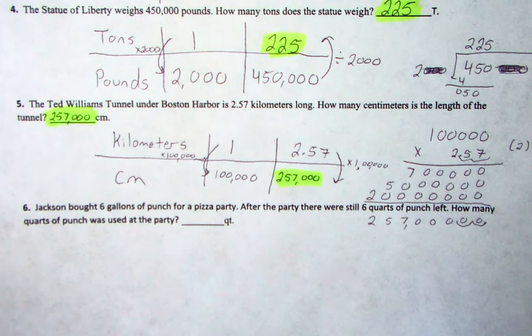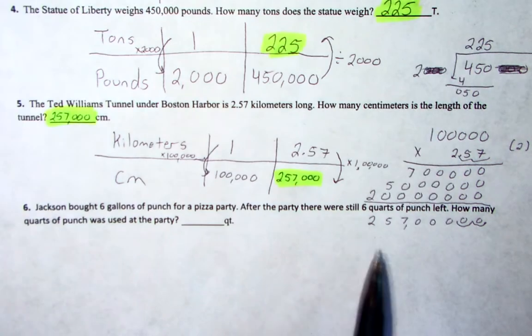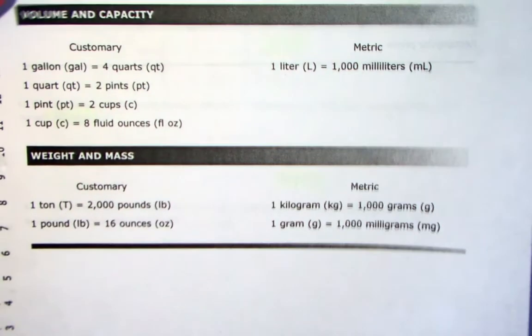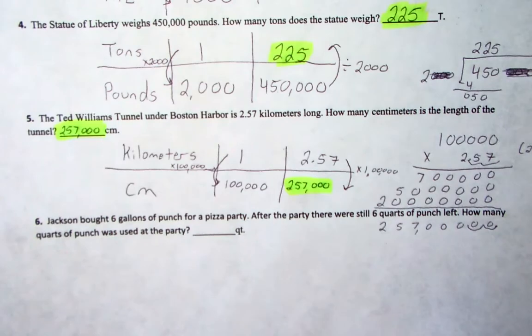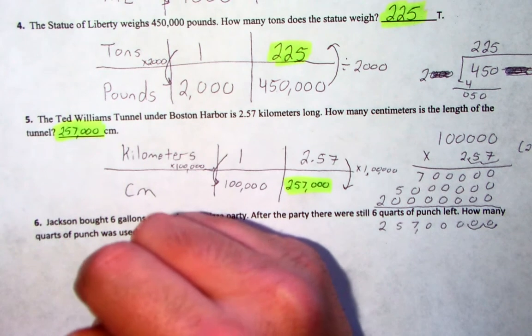Alright, last one. Jackson bought 6 gallons of punch for a pizza party. After the party, there were still 6 quarts of punch left. How many quarts of punch was used at the party? Ooh, this is a tough problem. So let's see here. We're going from quarts to gallons. Well, it tells us right here that 1 gallon is equal to 4 quarts. So here we go. Gallons, quarts.